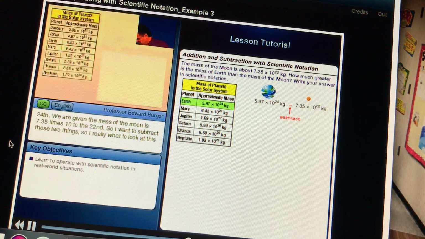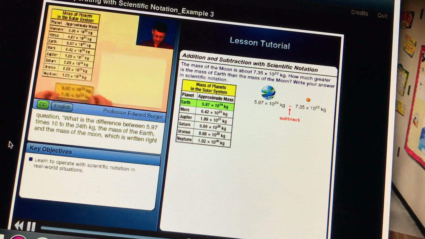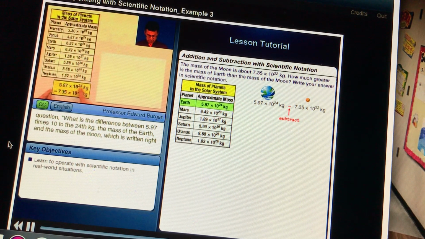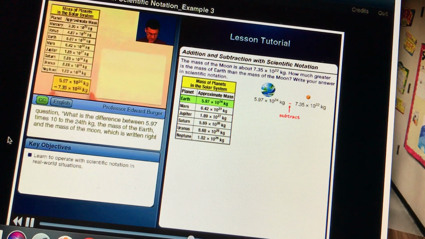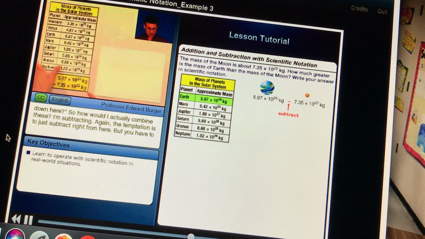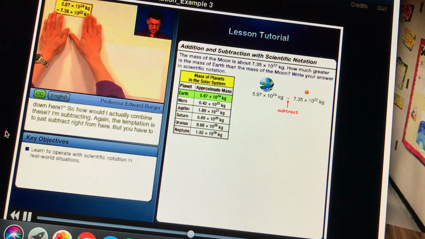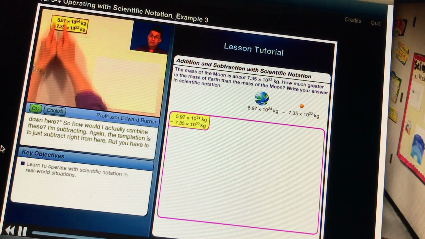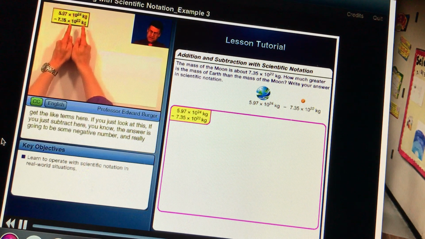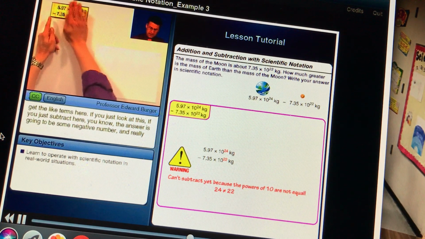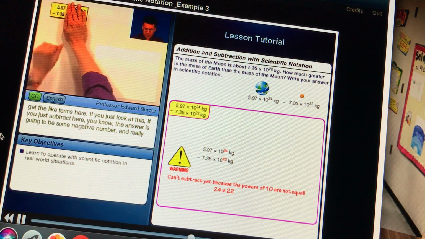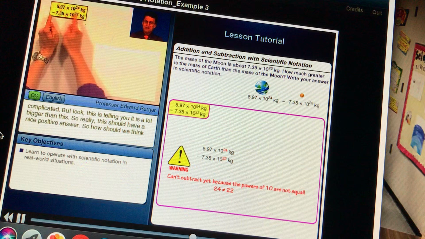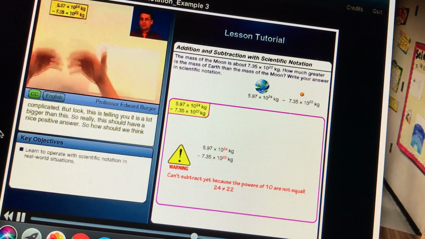So I really want to look at this question. What is the difference between 5.97 times 10 to the 24th kilograms, the mass of the Earth, and the mass of the moon, which is written right down here? So how would I actually combine these? I'm subtracting. Again, the temptation is to just subtract right from here. But you have to get the like terms here. If you just subtract here, the answer is going to be some kind of negative number, really complicated. But look, this is telling you this is a lot bigger than this. So really, this should actually have a nice positive answer.